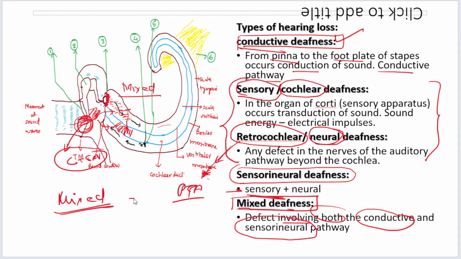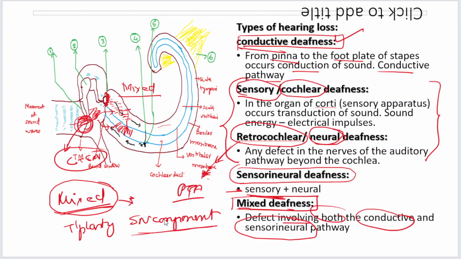Mixed kind of deafness, especially in cases of tympanoplasty, we do check for mixed hearing loss, and we tell the patient that in such a case, in whom there is also a sensorineural component, we don't expect a very good improvement in hearing. So we do have to counsel the patients before that. You are having mixed kind of loss, so the nerves are also damaged because of long-standing CSOM. So don't expect that your hearing will be normal or like the other ear, if the other ear is normal. So this is how it is important from the clinical point of view.